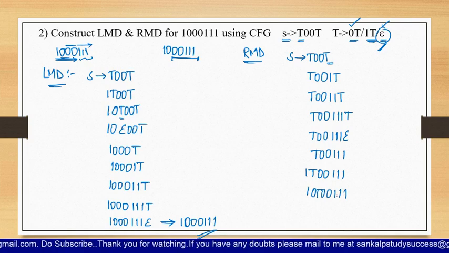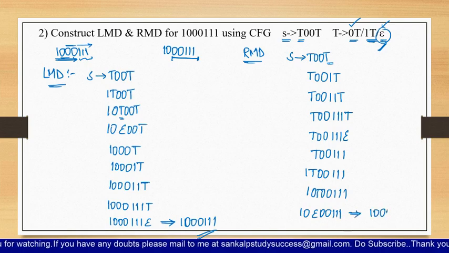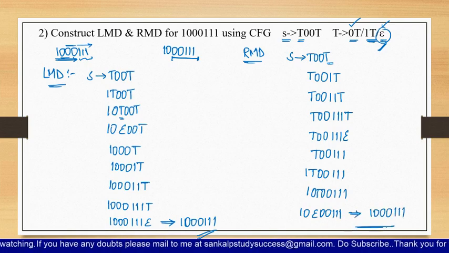So if you remove this t, then you will observe that we have already got the input string, which is 1 000 111. So in order to remove this t, we are going to substitute with epsilon, where 1 0 epsilon 00 111. So you will get it as 1 000 111, which is nothing but our input string which we have. So in this way we are going to derive.